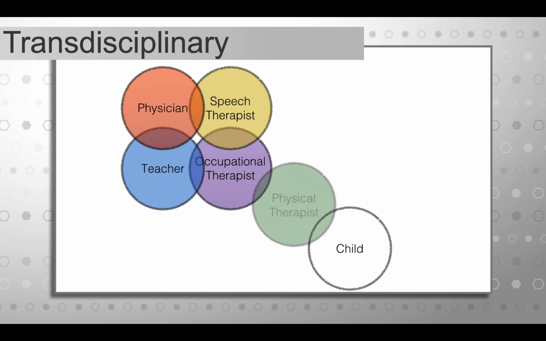So in a transdisciplinary model, we're working across and between disciplines. There has to be continuous and collaborative sharing of information. An example of this: let's say the physical therapist has a weekly visit with the child and the family, and then maybe they have a monthly visit with the team to report back.